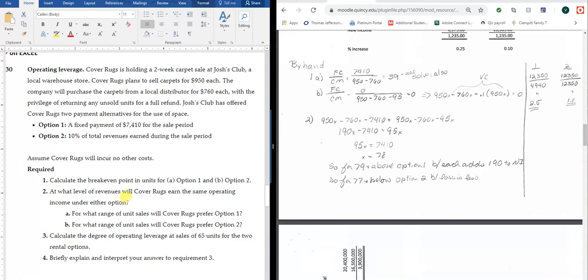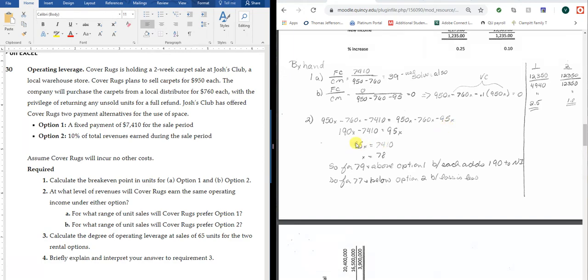Number 2, at what level will they earn the same operating income? So all I'm going to do is set these operating incomes equal to each other. So remember, under option A, I have sales, variable costs, and fixed costs. So sales times the number sold minus 760, variable cost times the number sold, minus fixed costs of 74.10, should equal operating income. But in this case, my operating income is going to be the same under both, so I'm going to set these equations equal to each other. So in the second one, it's 950 minus 760 minus 95, all times x.